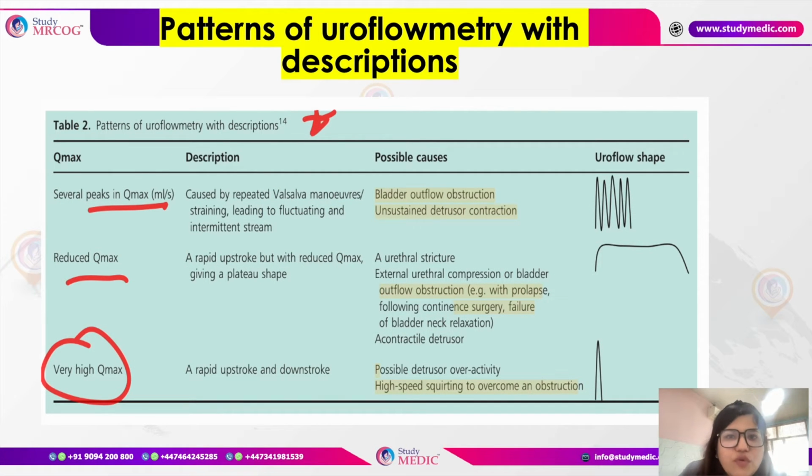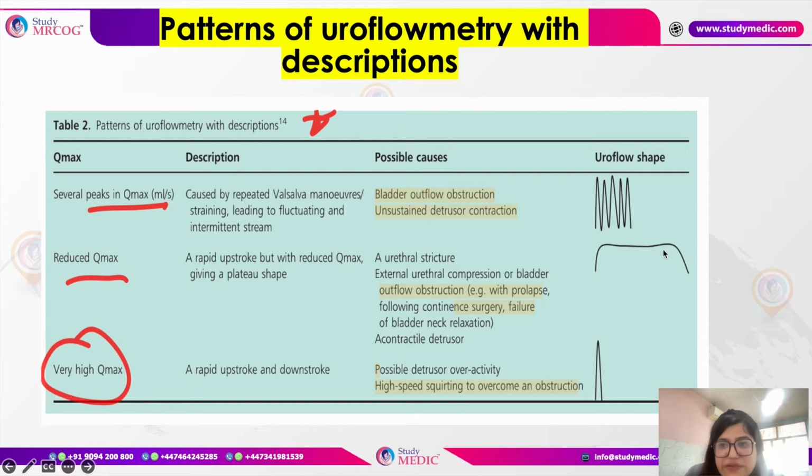What are the patterns of uroflowmetry with description? This is just the uroflowmetry graph. Usually it should be a bell-shaped curve. However, sometimes you see several peaks in the Qmax, like in this case. It can be caused by repeated Valsalva maneuvers and straining, leading to a fluctuating and intermittent stream, and the possible causes are bladder outflow obstruction or unsustained detrusor contractions.